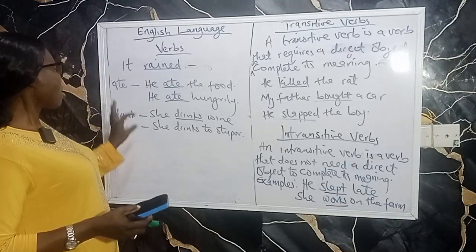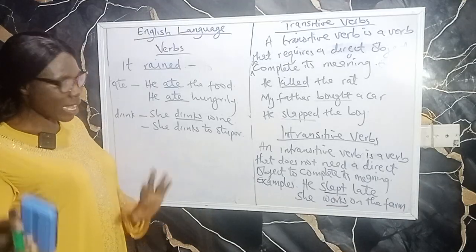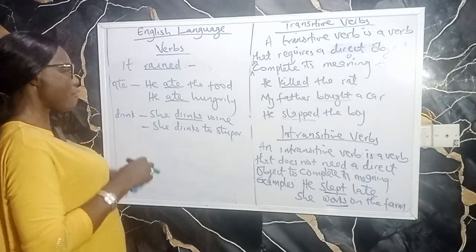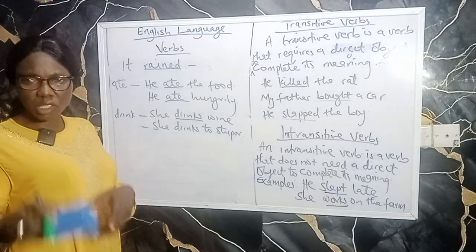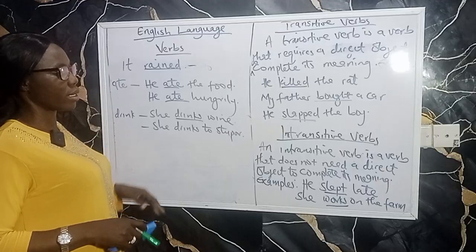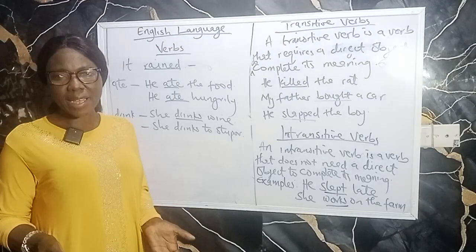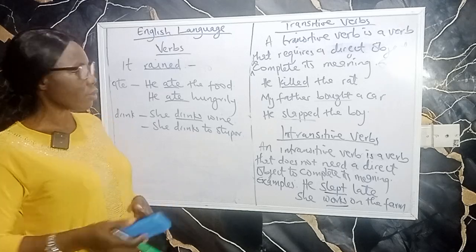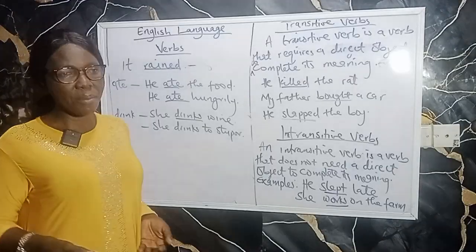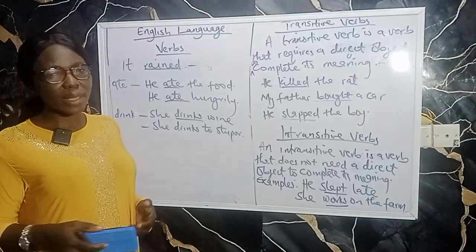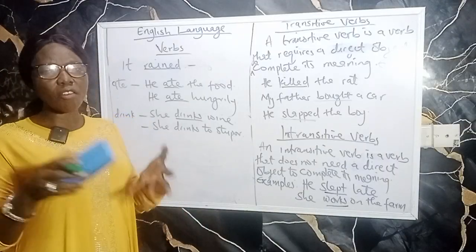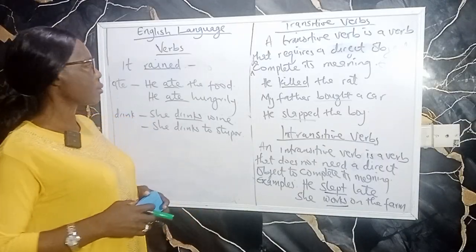So that is it. Some verbs, like I said before, can function as transitive, and the same verb can also function as intransitive. And we have seen it with eat and drink. So let's summarize what we have done so far. We started with grammar. That is, under grammar we have verbs. And we said a verb is what the subject does or a state of being of the subject.